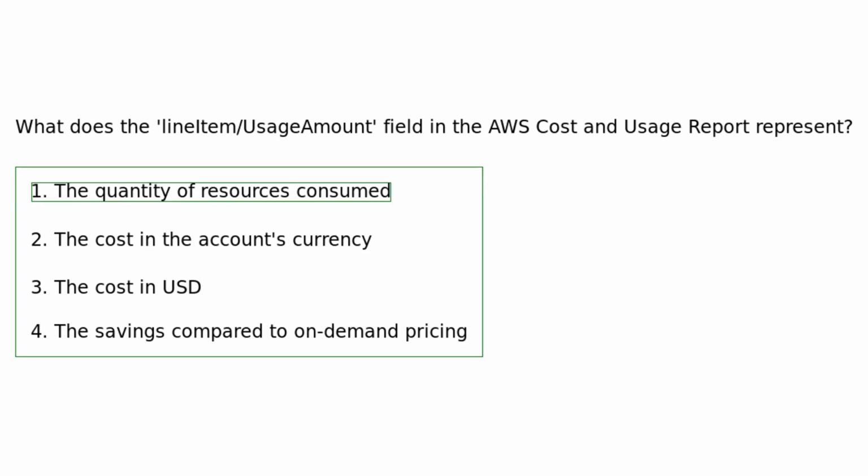The line item/usage amount field shows the actual quantity of a resource consumed, like GB for storage or hours for compute, helping to understand resource utilization.